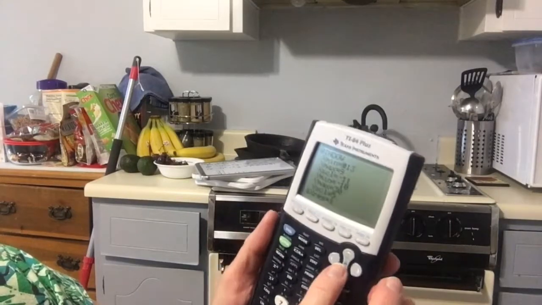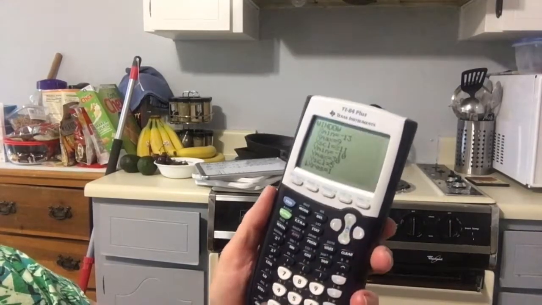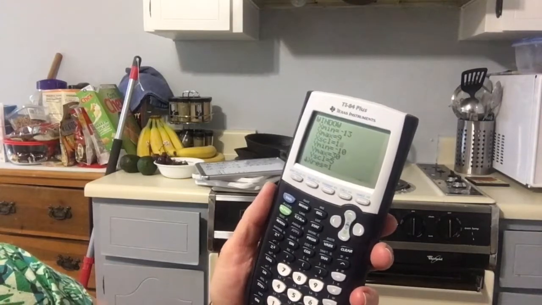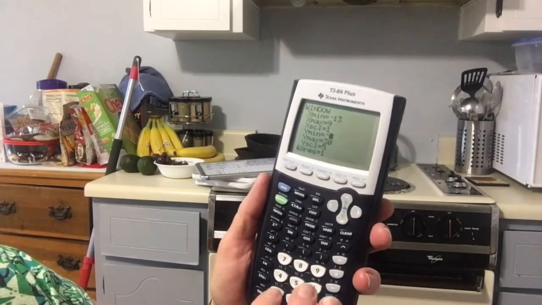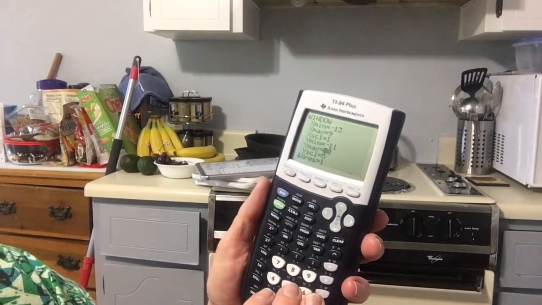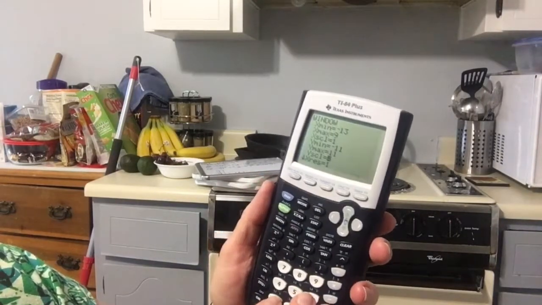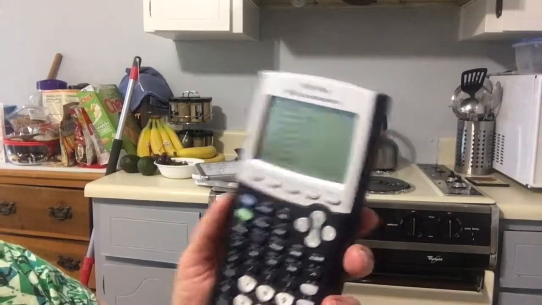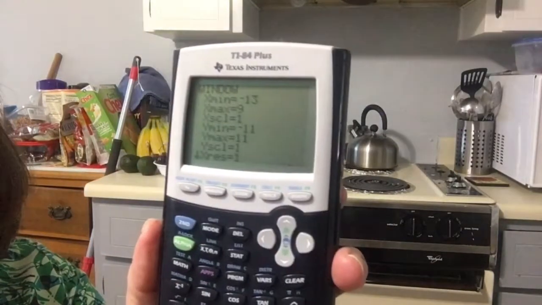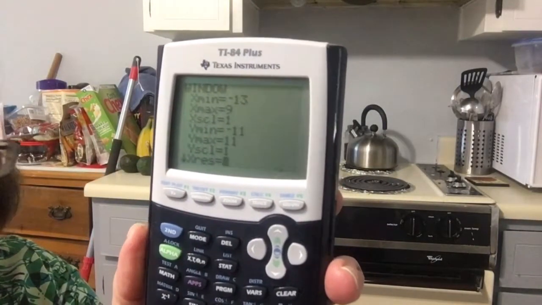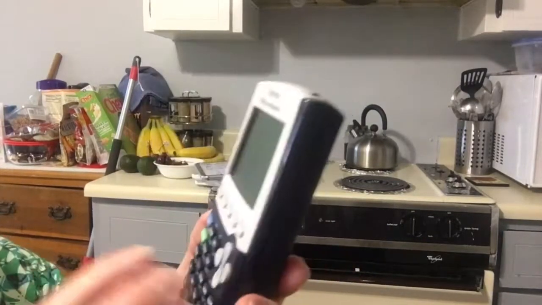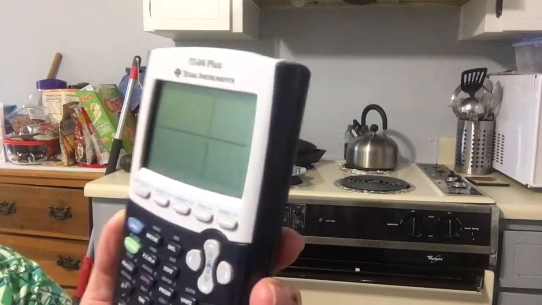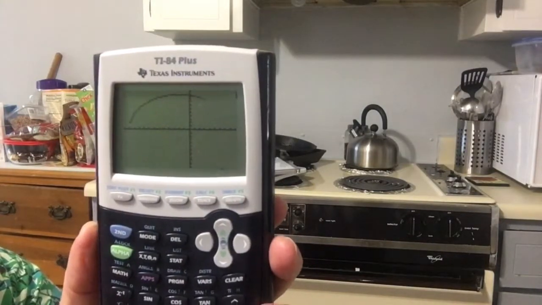All right, so -13, 9, and then this was my scale. That should go back to 1, and then -11, and then a +11, and then a 1. Okay, so this is what I should have. Can you see that? So I'm basically putting my x scale and my y scale back to 1. So now let's graph it and see if we get something that looks a little bit better.